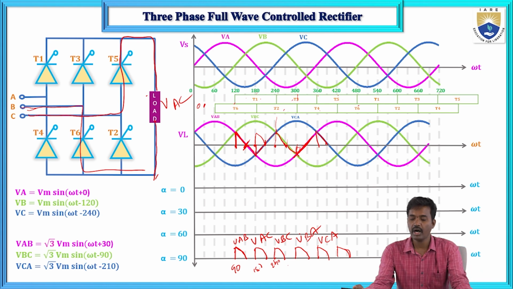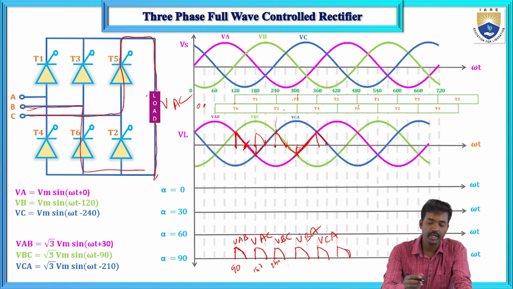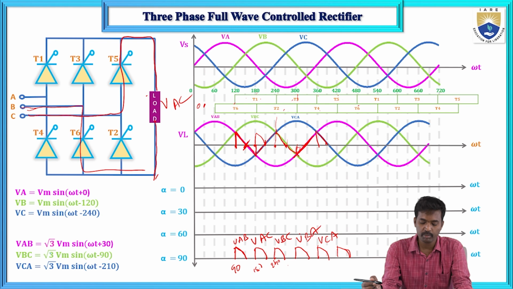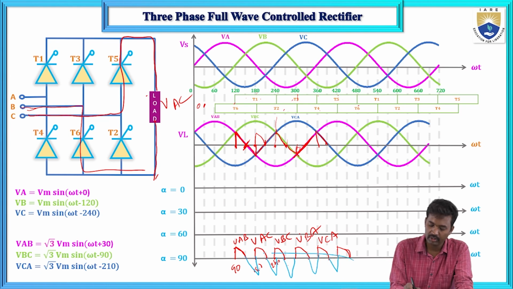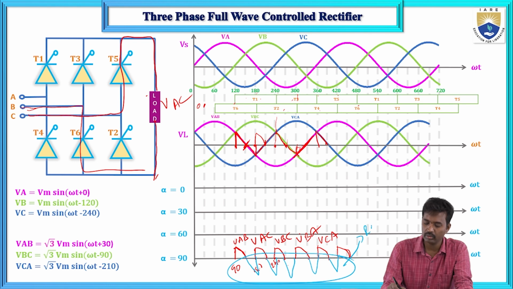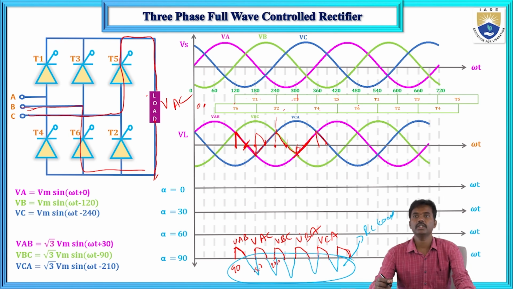But here for RL load, let me change the color over here. For RL load, the inductor stores the energy in the form of magnetic field, and it will deliver the power to the load. So in the RL load it may be negative. This is for RL load. It will conduct up to 180, not 150. So this is the scenario.